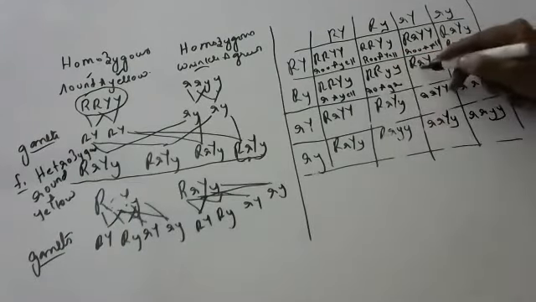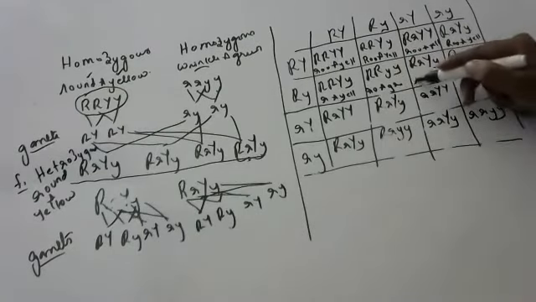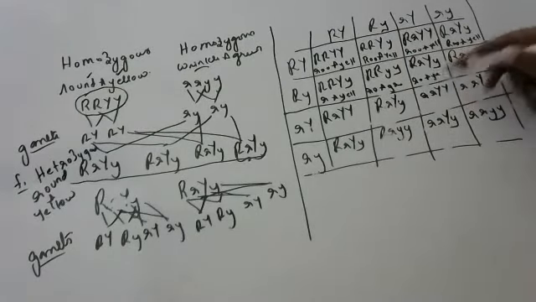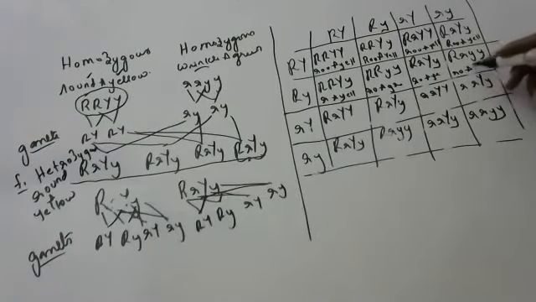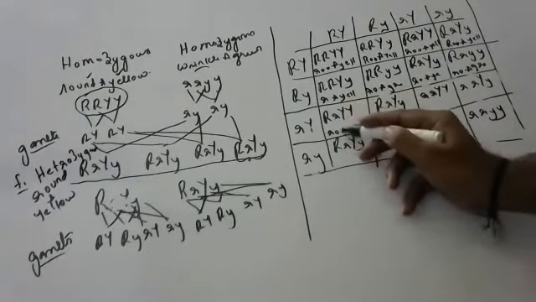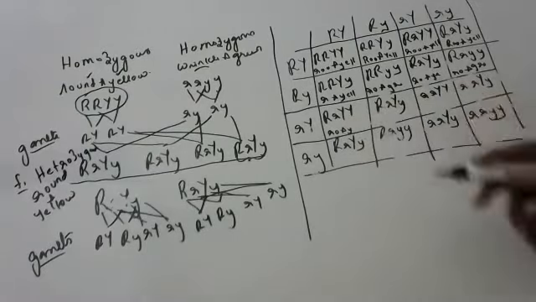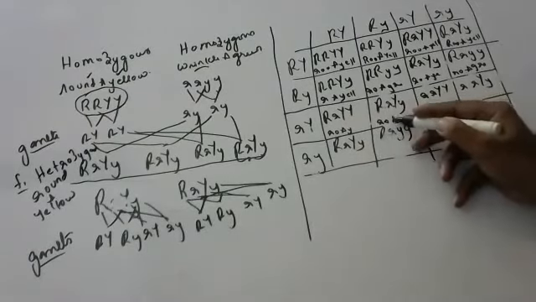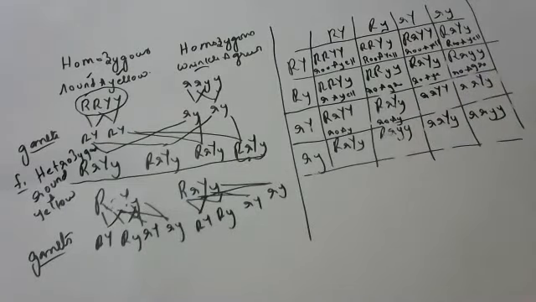Can anyone say how does it look? Round and yellow. Can anyone say how does it look? Round and green. Very good. At least two students are listening. Can anyone say how does it look? Round and yellow. How does it look? Round and yellow. How does it look? Round and green.